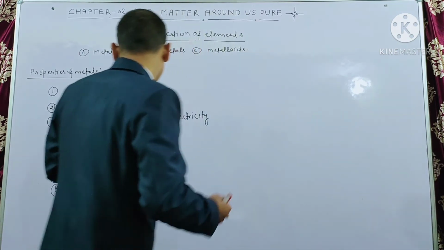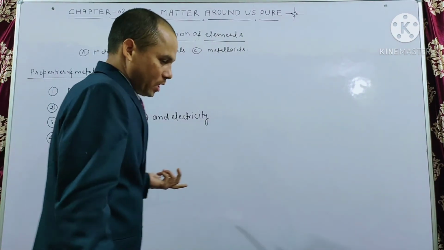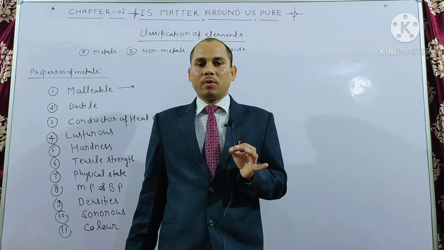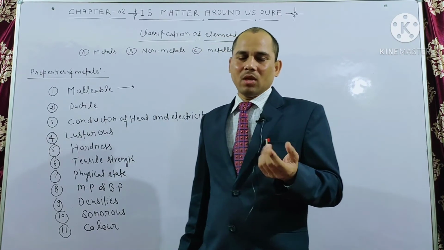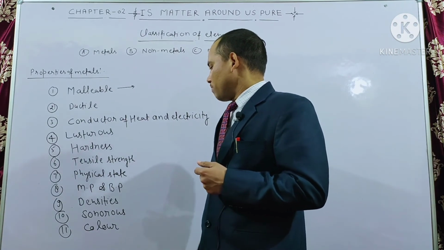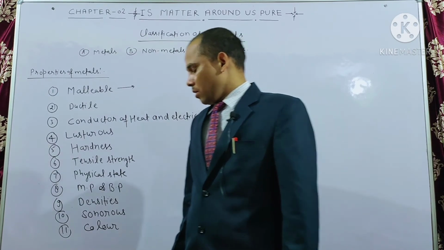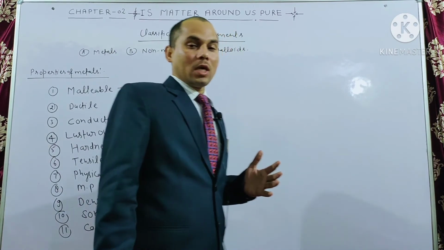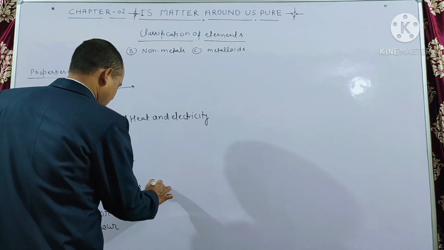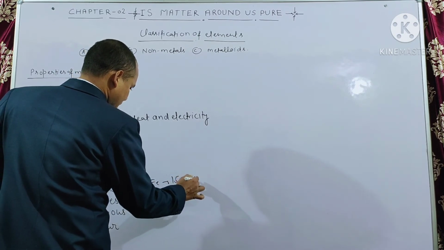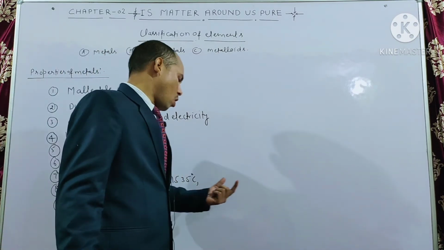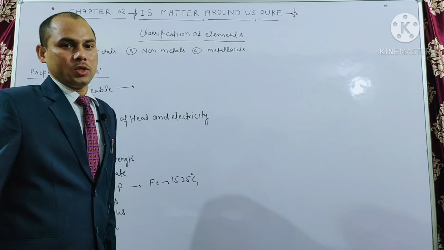Okay. Next one is physical state. Simply, we know that metals are generally present in the solid state. Most of the metals are solid, but only mercury is a metal which is present in the liquid state. Next one is melting and boiling points. Metals have very high melting and boiling points. Suppose Fe, iron: 1535 degrees Celsius, a very high melting point. Chromium and copper also have very high melting and boiling points.